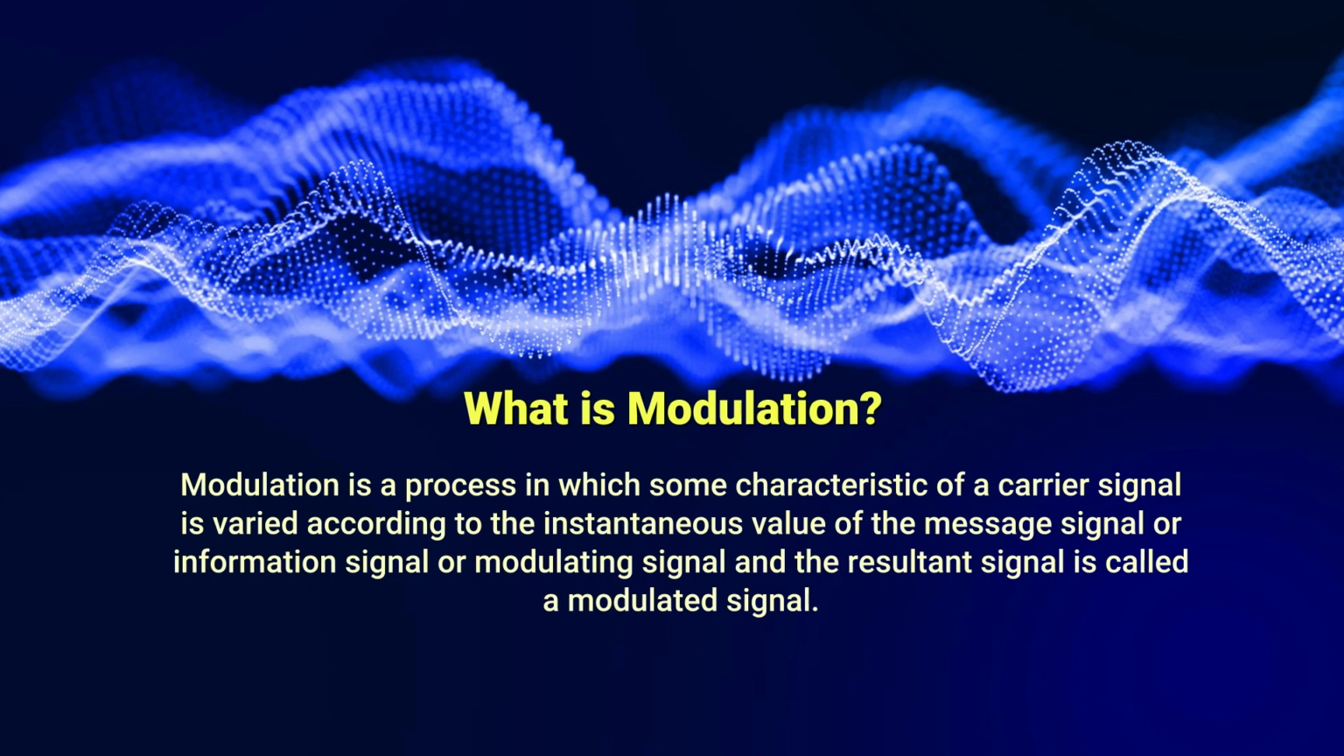Modulation is a process in which some characteristics of a carrier signal, that characteristics may be either amplitude, frequency or phase of carrier signal, is varied according to the instantaneous value of the message signal or information signal, which is called as modulating signal. And the resultant signal that we will get after this process is called as modulated signal, and the process is called as modulation.